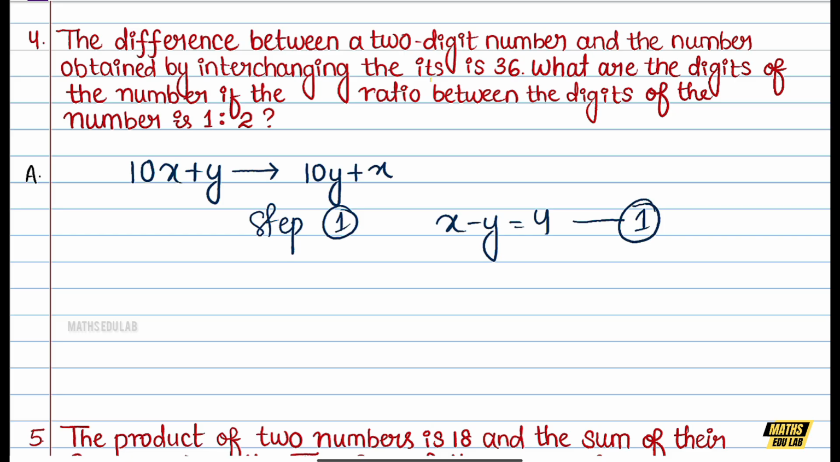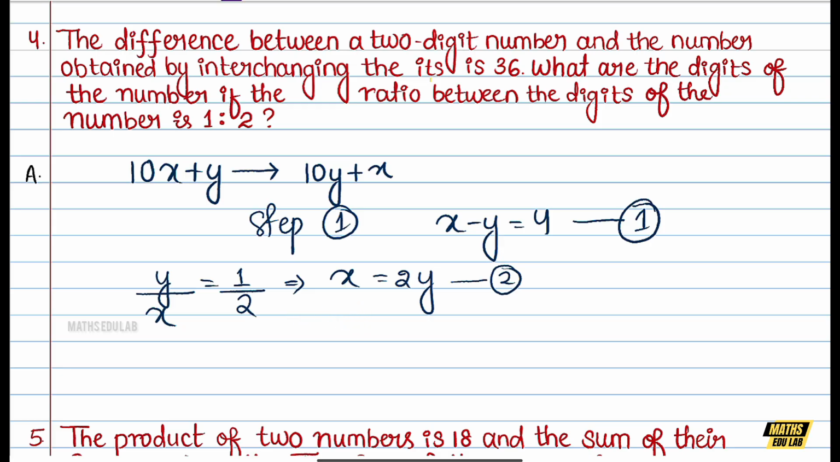So the ratio is also given. The ratio between the digits of the number is 1:2. This means one digit is twice the size of the other. That means y by x is equal to 1 upon 2. Here x is the greater number, twice the other. So I can write it as x is equal to 2y. This will be our second equation.